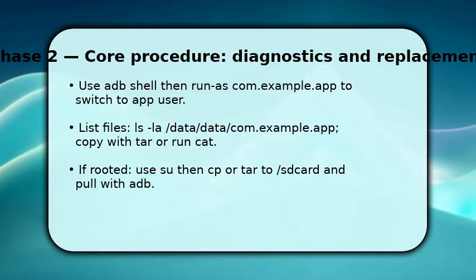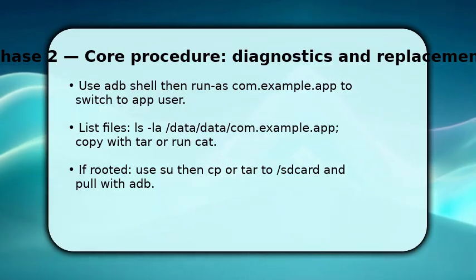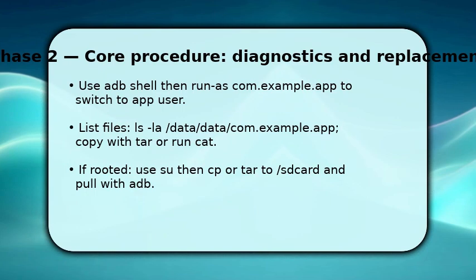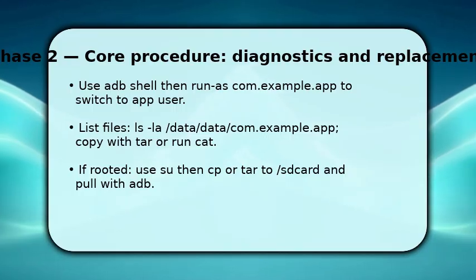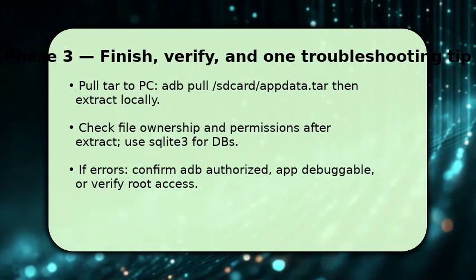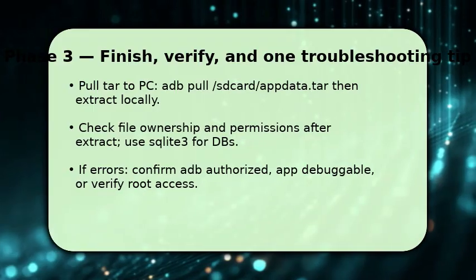If the device is rooted instead, switch to su to bypass permissions and copy the folder to /sdcard before pulling. Make sure to preserve file modes when extracting. Finish by pulling and validating the files so you can inspect content safely.